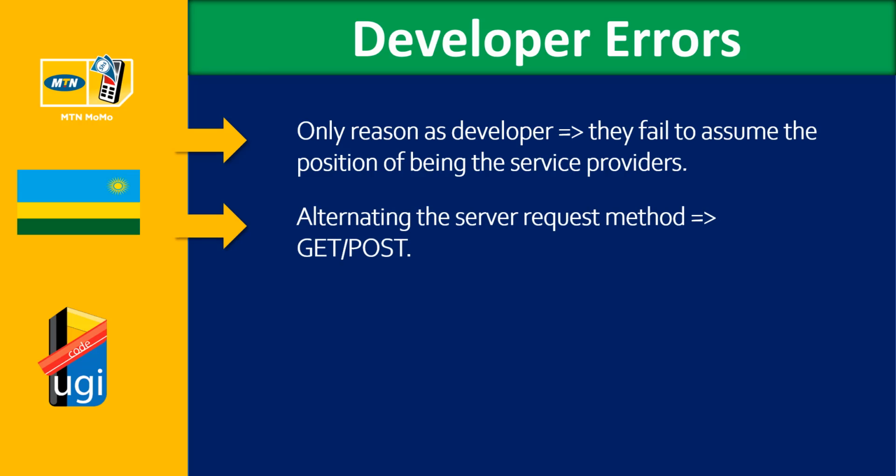Two, they usually alternate the server requests. So they will alternate where there is meant to go a get and they put a post. Then they fail to measure the time and scope for the project. Someone develops an idea and then thinks everything is going to be developed within the Open API, rather than giving it time and assessing the scope of the project.